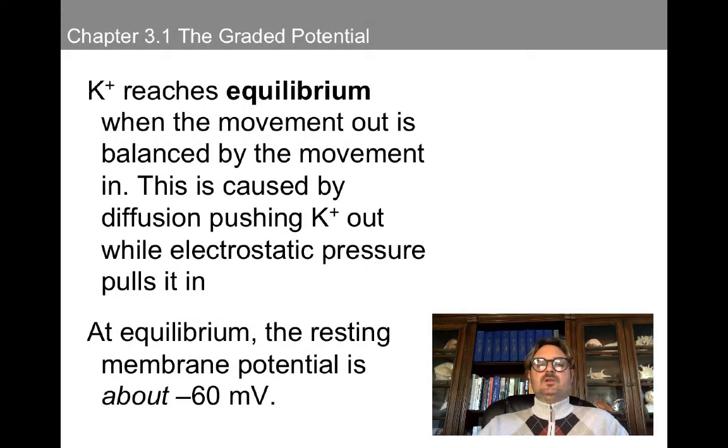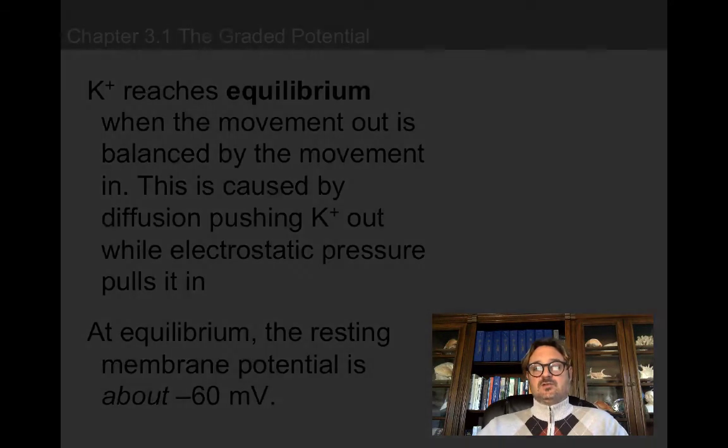Potassium reaches equilibrium when the movement out is balanced by the movement in. This is caused by diffusion pushing the potassium out, while electrostatic pressure, the negative charge in the intracellular space, draws in the positively charged potassium. And at equilibrium, the resting membrane potential is approximately negative 60 millivolts compared to the extracellular space.